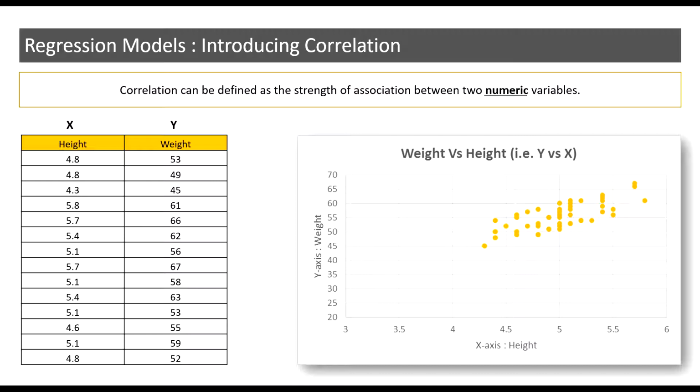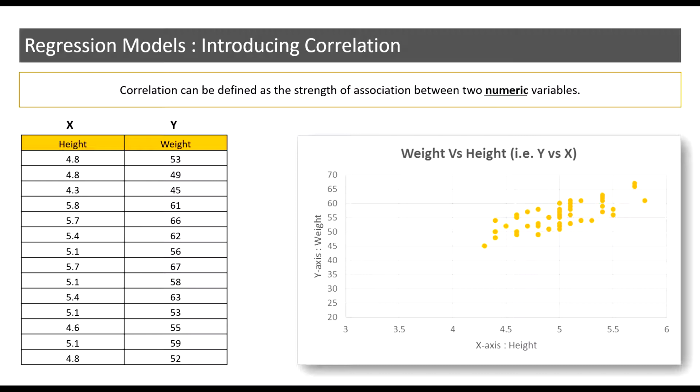Now, what is correlation? Correlation can be defined as the strength of association between two numeric variables. Here on the left, I have two numeric variables, that is height and weight. And on the right, I have something called the scatter plot.